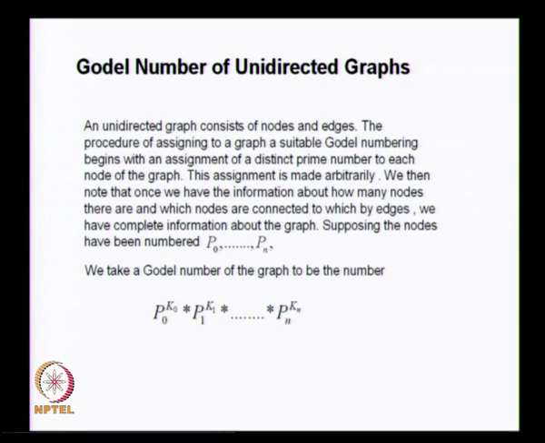Next we will see what is the Gödel number of undirected graphs. Any data structure also we can try to attach a Gödel number to that. So, let us see how we can do it for undirected graph. An undirected graph consists of nodes and edges. So, we will not consider simple graph, multiple edges can exist between two nodes. So, the Gödel number begins with assignment of distinct prime number to each node of the graph. The assignment is made arbitrarily.